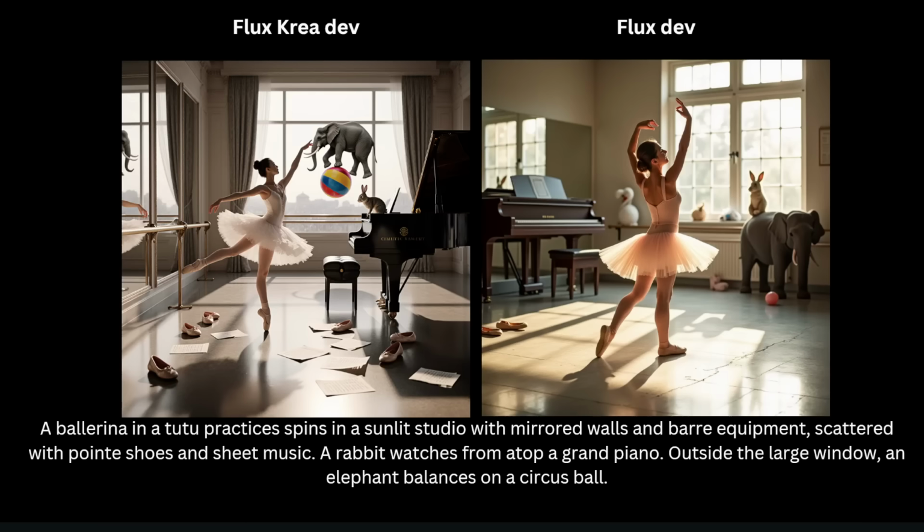And then here I'm testing its prompt understanding. So here's a really long and tricky prompt with a lot of elements. A ballerina in a tutu practices spins in a sunlit studio with mirrored walls and bar equipment, scattered with point shoes and sheet music. A rabbit watches from atop a grand piano. Outside the large window, an elephant balances on a circus ball.